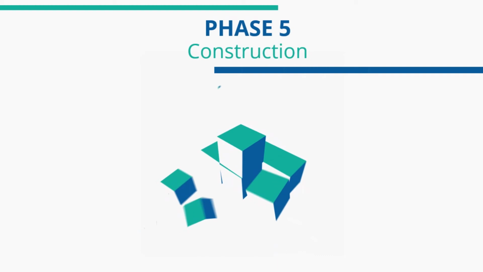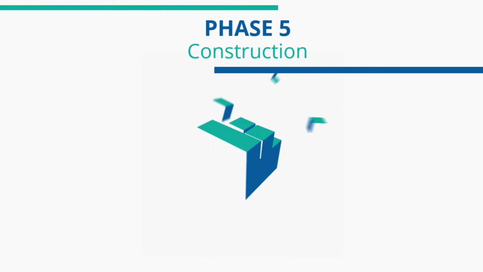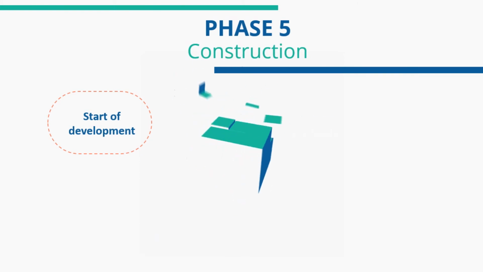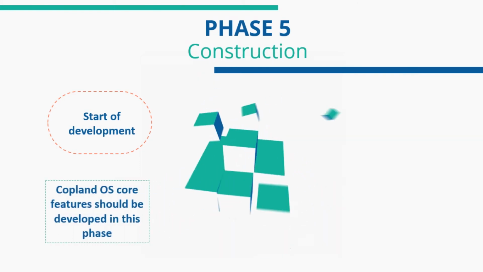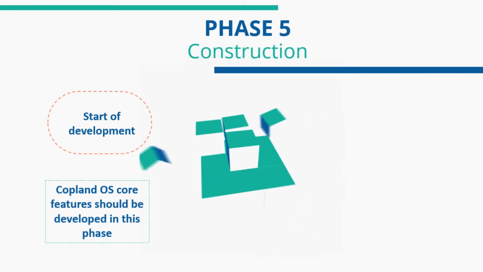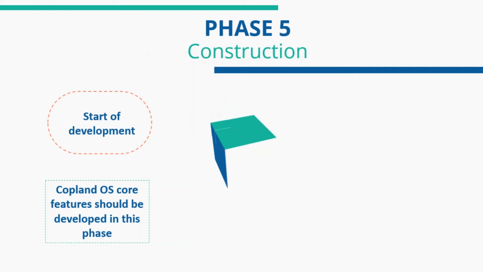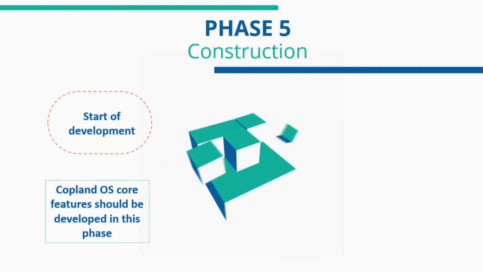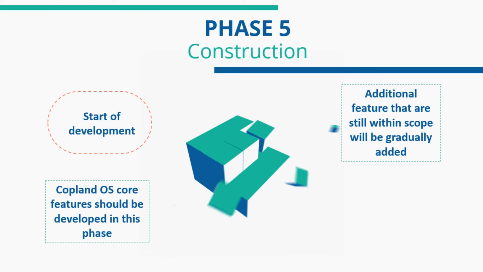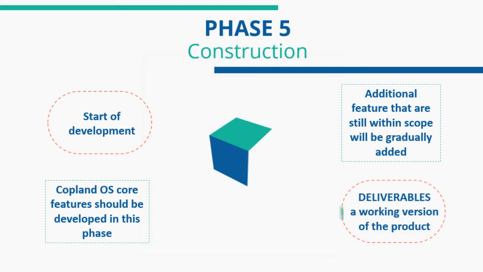Phase 5 is construction. We have made up our mind in the design phase. Here, we will make our designs come true. We can start the development of the features bit by bit. Apple Copland's operating system development should start in this phase. After the base OS is finished, required features can be pushed and added gradually to the OS. The deliverable here should be a working operating system.